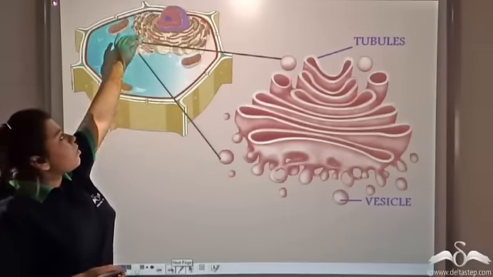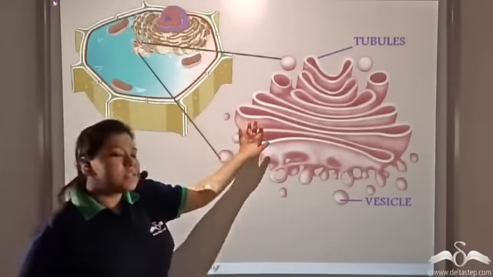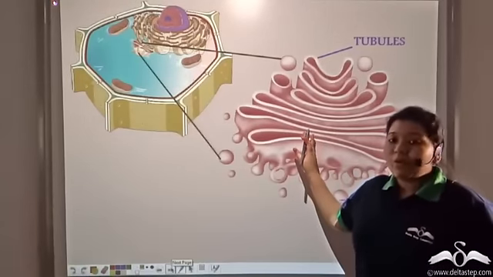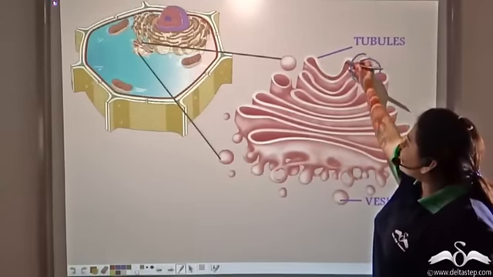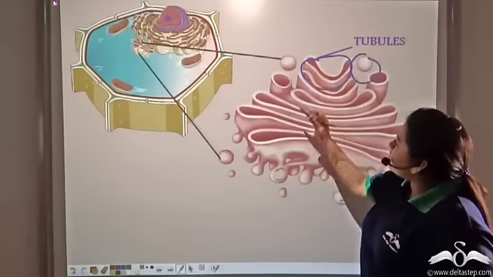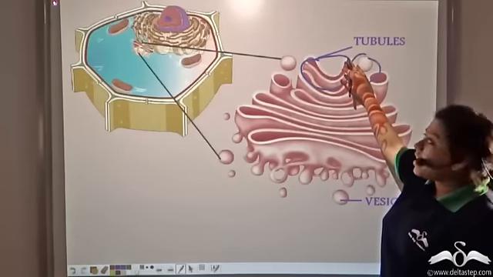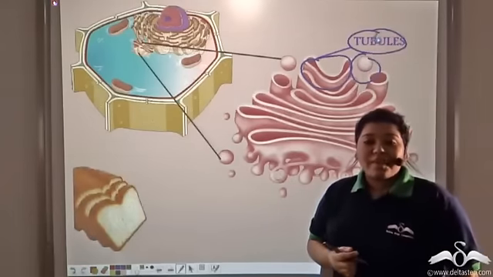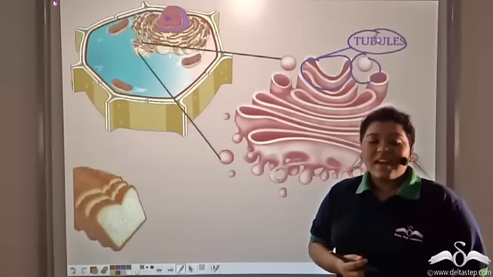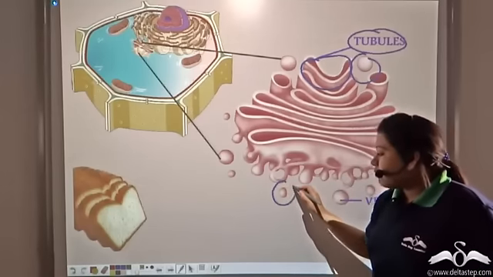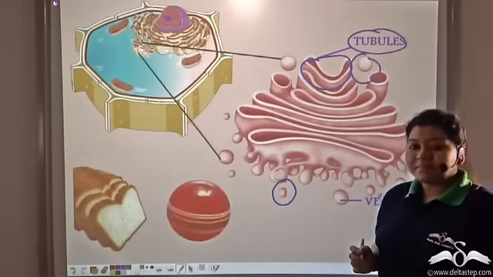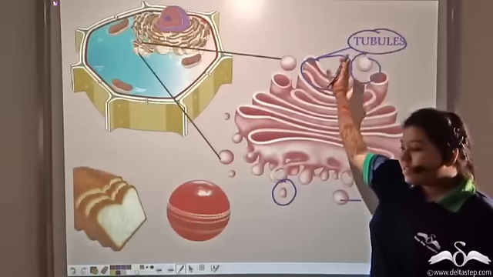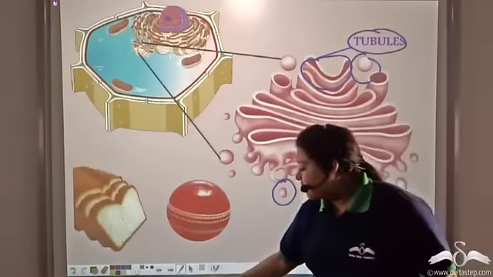Now let us zoom in on one Golgi complex and see its structure. See, the Golgi complex consists of two very distinct structures. These structures are known as tubules, and they closely resemble the loaf of bread that you have for your breakfast. And then there are these ball-like vesicles. So the Golgi complex consists of the tubules and the vesicles.